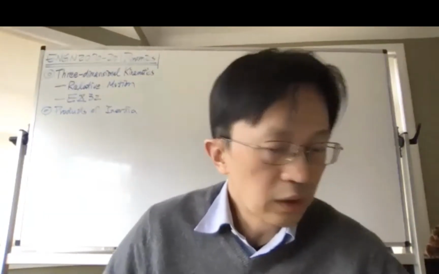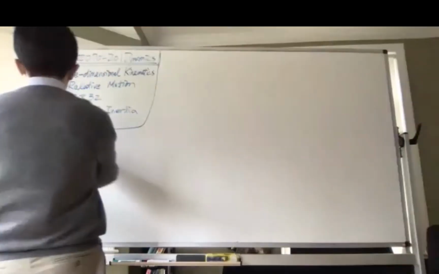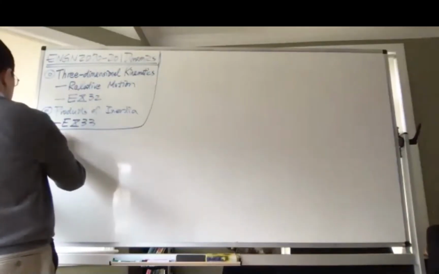And so that's going to be example 32. And example 33 will be the relationship between moments of inertia and products of inertia. That is example 33. Three-dimensional kinematics.